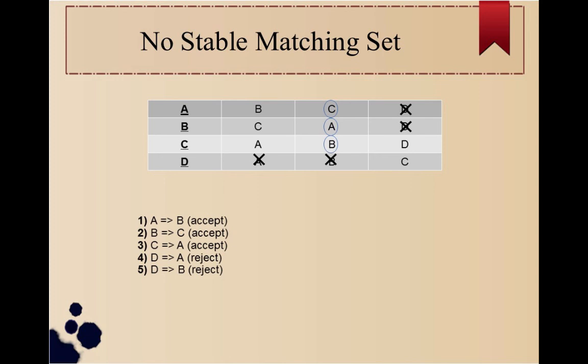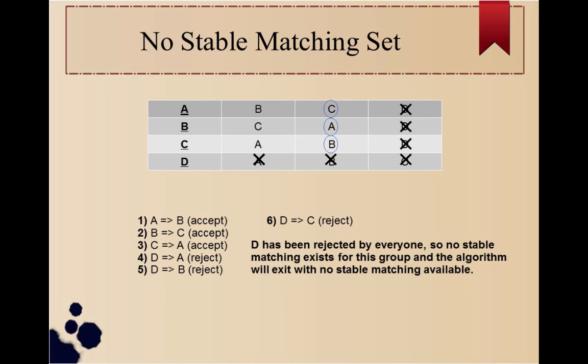Then he needs to propose to C, and he will get rejected from C, as C has already accepted B's proposal, who's of a higher preference. So he's been rejected by everyone, so no stable matching can exist for this group.